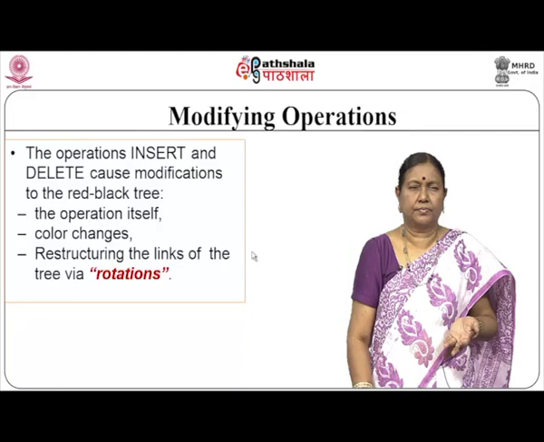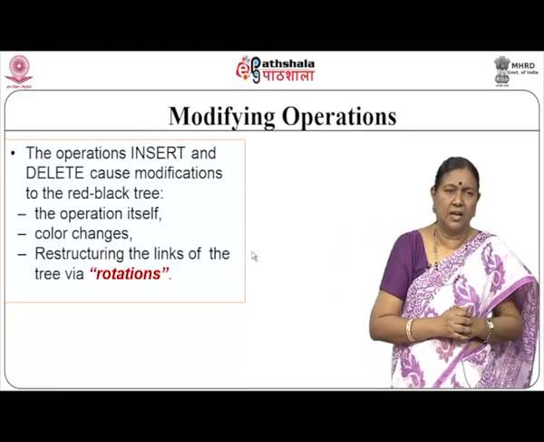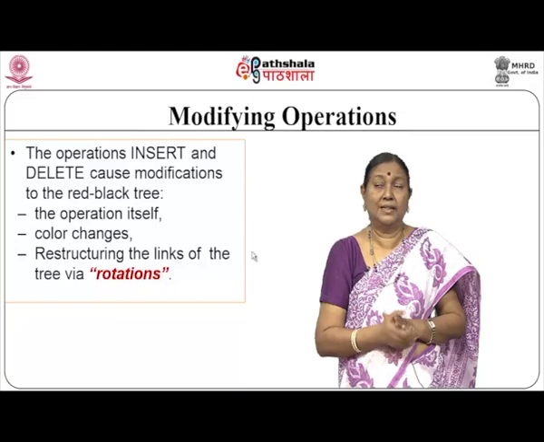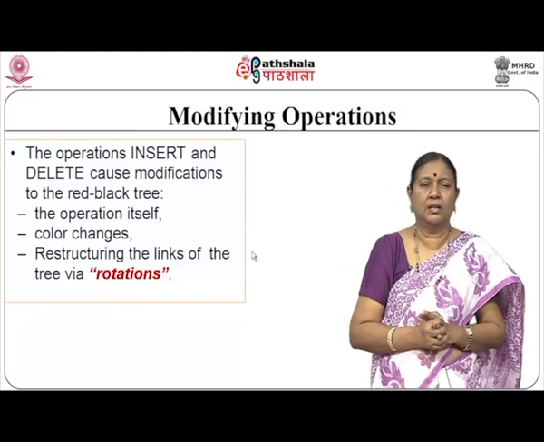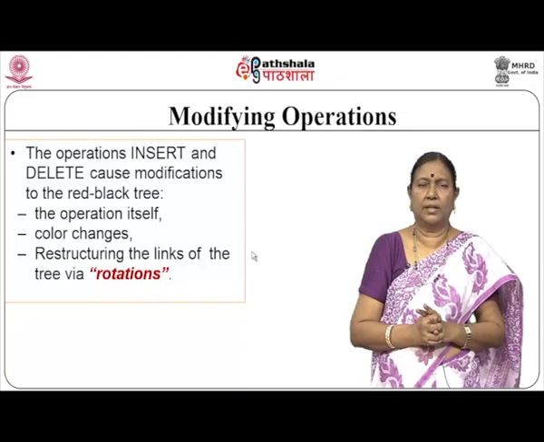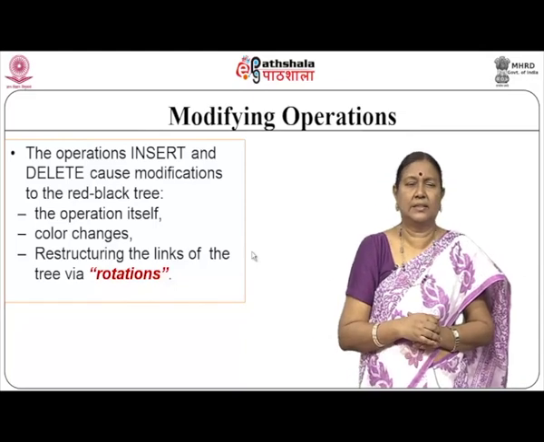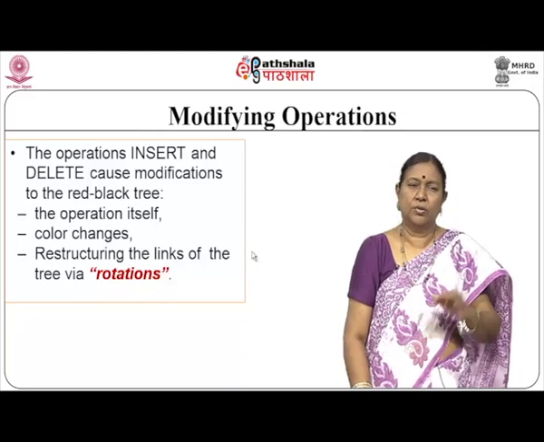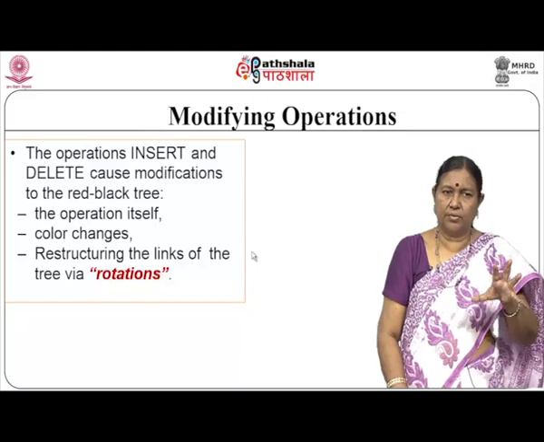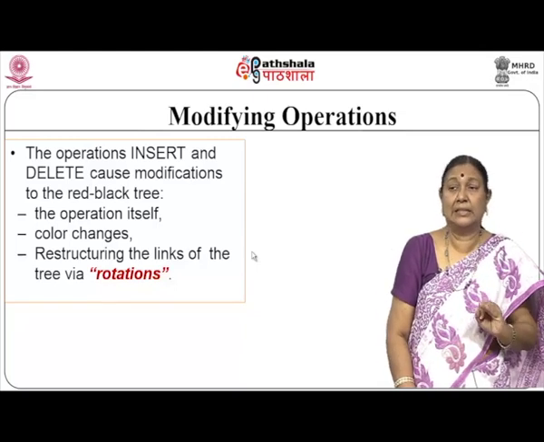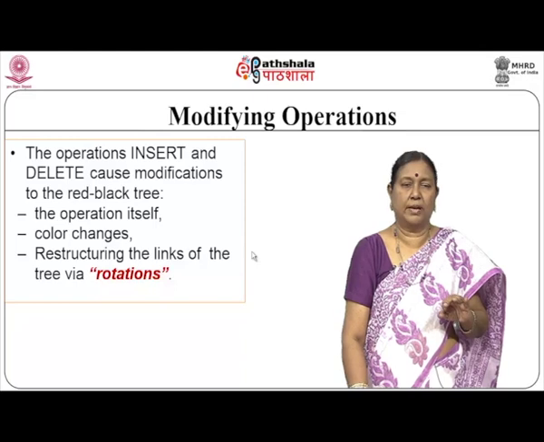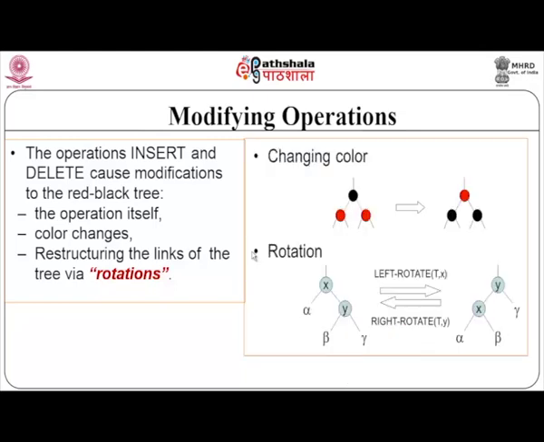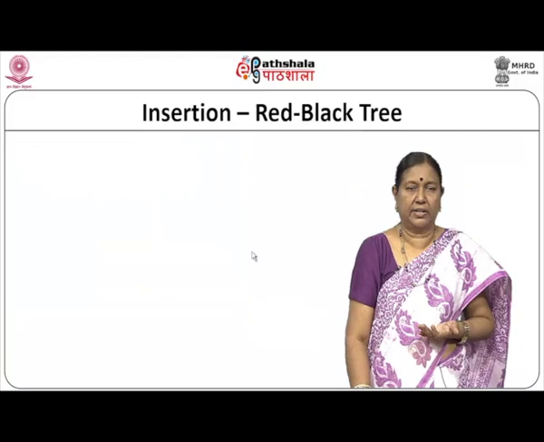Now, the operations insertion and deletion cause modifications to the red black tree. In this module we are discussing only insertion. The operation itself is a modification, color changes are a modification, and restructuring the links of the tree via rotations also has to happen. So, changing colors, for example, if you had it like this, you will change it like this, or through rotation, which we have already seen, it could be a left rotate or a right rotate.